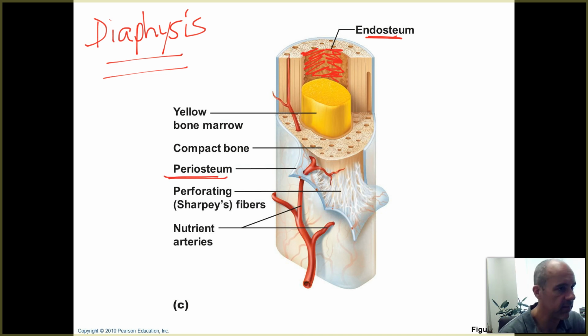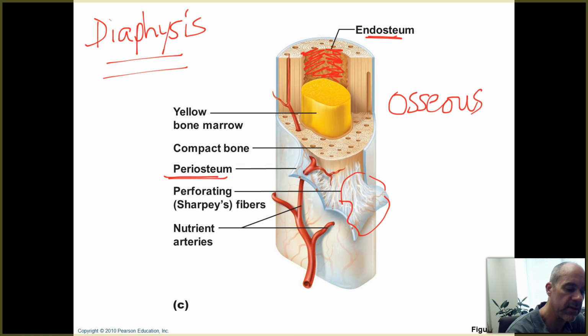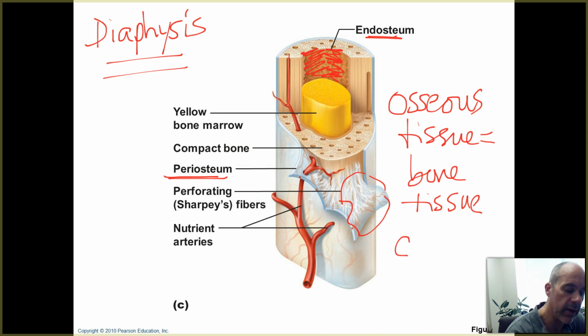The periosteum is pretty tough. I mean, it's dense connective tissue, nice tough covering. Notice it's got lots of blood vessels passing through it, so there's a pretty good blood supply to that tissue. And then also notice the bone tissue itself, the bone has a good blood supply. So bone tissue is also called osseous tissue. And it has a good blood supply.